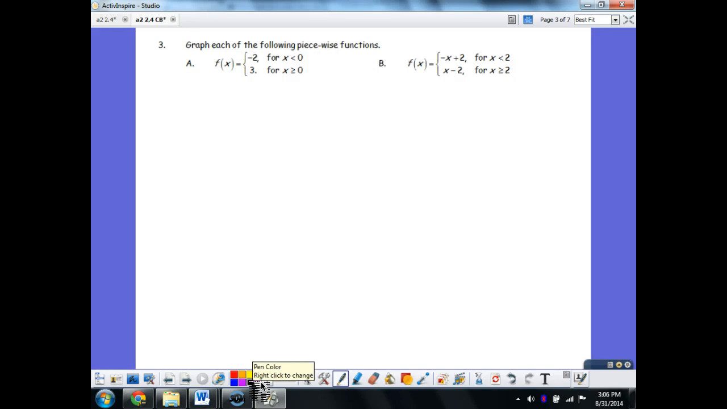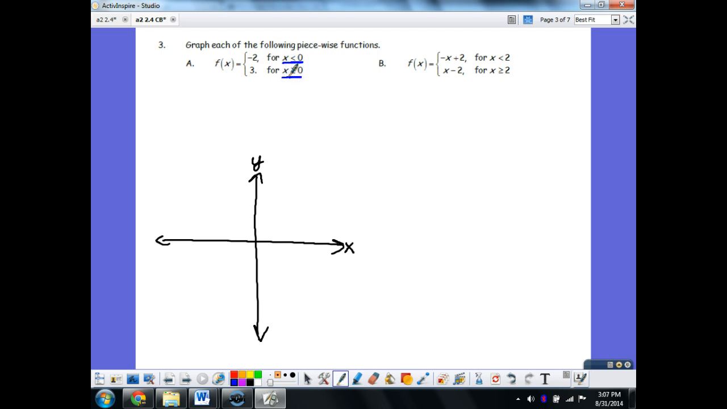Now, in this next video, we're going to look at just a and b in number 3, graphing these two piecewise functions. So I'm going to draw the axes here. And what we're going to do is split this up for x less than 0 and x greater than or equal to 0. The values where x is less than 0 are to the left of the y-axis, and greater than or equal to includes the y-axis and goes to the right.